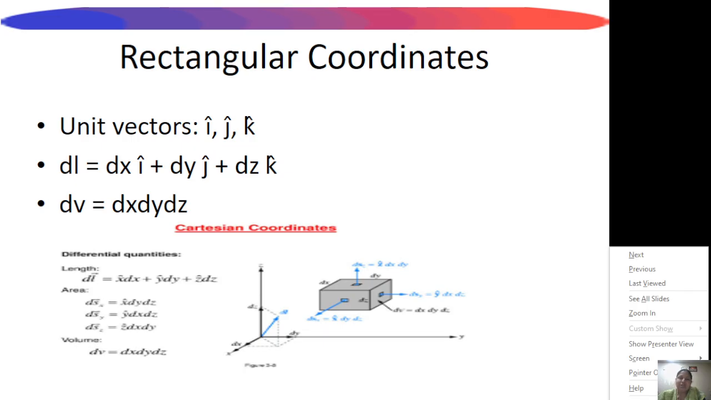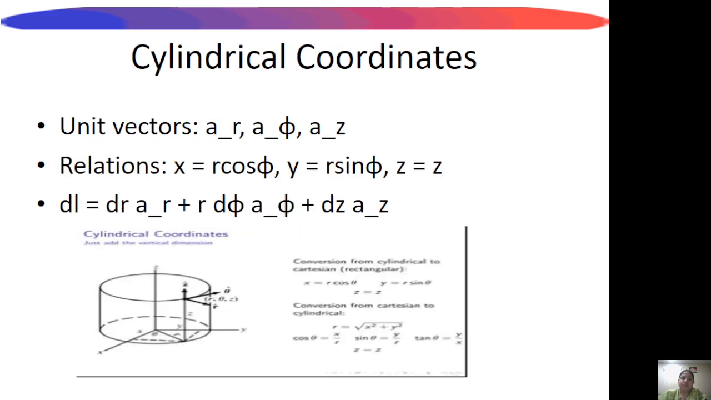The second coordinate system is the cylindrical coordinate system. The cylindrical coordinate system is defined using r, phi and z parameters. Unit vectors include a_r, a_phi and a_z. This system is useful for problems with circular symmetry. It is commonly used in coaxial cables and waveguides.